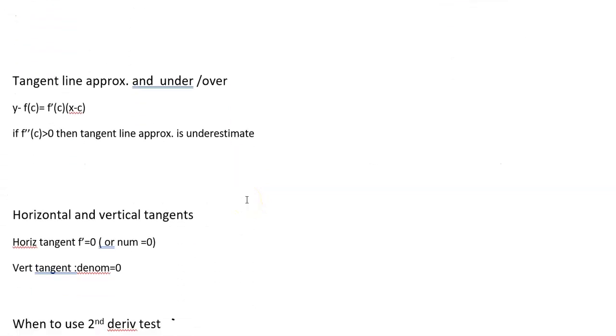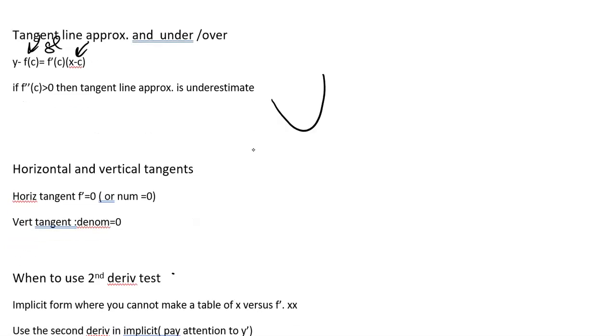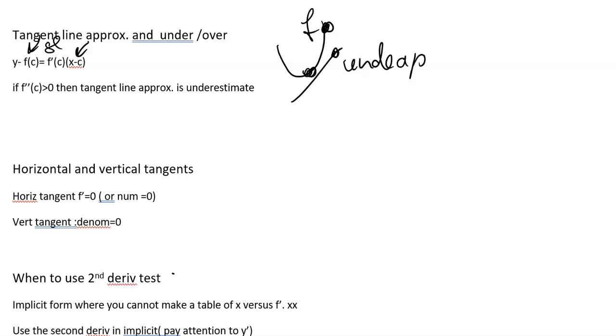Tangent line approximation, that would be y minus the y value equals the slope times x minus the x value. Okay, and then let's say if the second derivative is positive, and then you draw the tangent line, the approximation from the tangent line will always be under the actual value of the function. So you'll have an under approximation in this situation. Obviously, if the second derivative is negative, you'll have an over approximation.